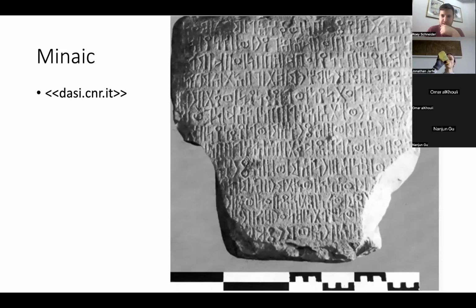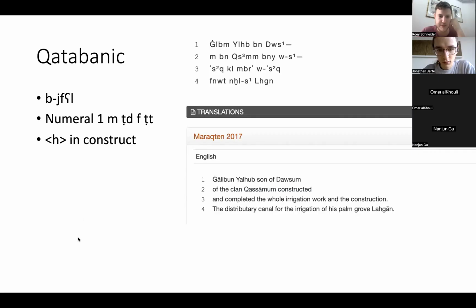So this is the inscription. It's not a very good picture of it, but you can get the impression. Once again, this is considered a very large one. Here's one from Katabanic. A little bit of the features. They have this biyaf'al form for the present, which is nice, very reminiscent of modern Arabic dialects. They have the numeral one as tad or something like that, and feminine tat, which is also very weird in Semitic, but exactly the same as in modern South Arabian.